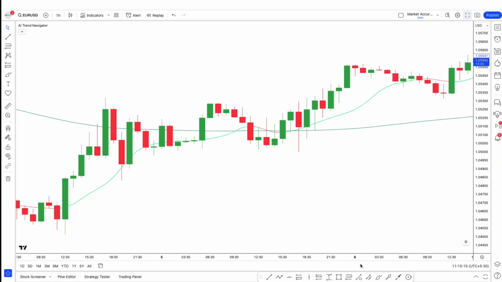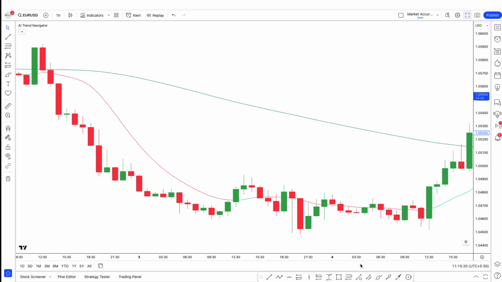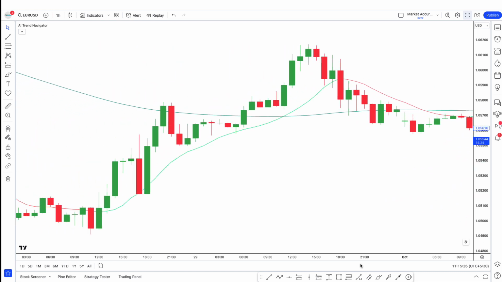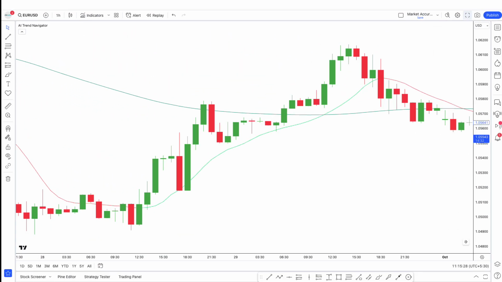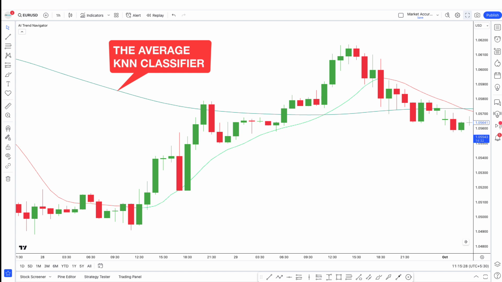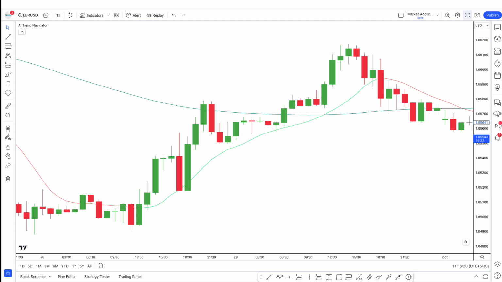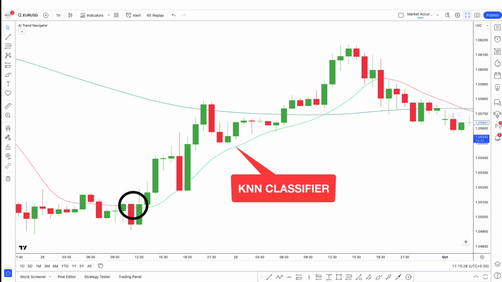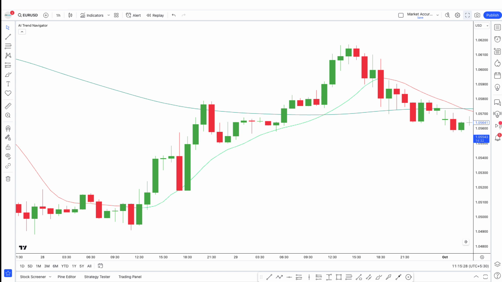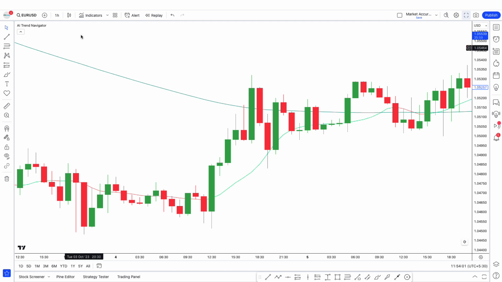Now looking at this indicator, we can see two elements. This line colored in teal is called the average KNN classifier, and it's used to identify long-term trends in the market. This second line that changes color from green to red and vice versa is called KNN classifier, and it's used to identify short-term trends in the market. By combining these two lines, we will be able to not only identify long-term and short-term trends in the market, but to also identify market pullbacks and to trade based on them.